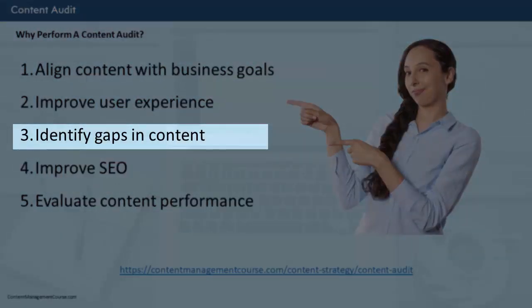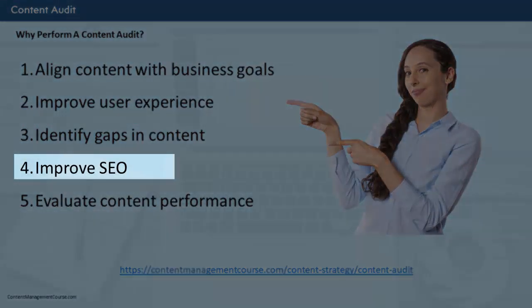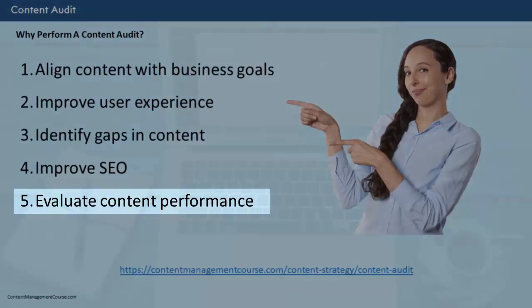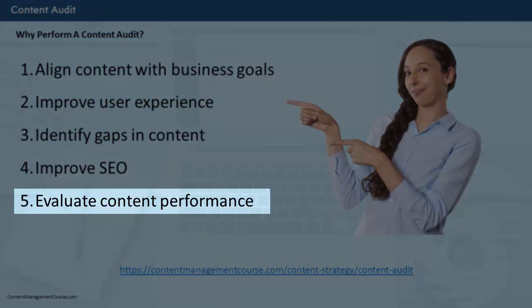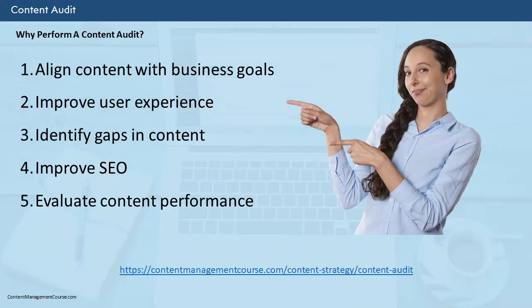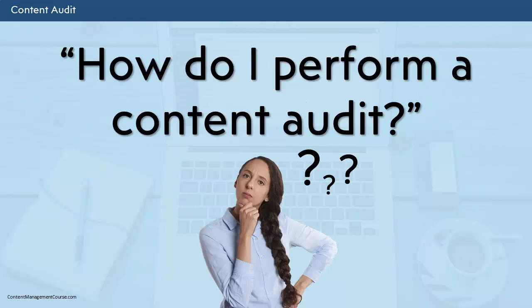Another benefit is that it helps to identify gaps in our content and inform our future content strategy and planning activities. A content audit also helps to improve SEO. By identifying and removing duplicate or low-quality content, we can improve our content search engine rankings and visibility. And a content audit also provides insights to help evaluate our content performance in terms of engagement and conversions, and identify which content is resonating with our audience and which content isn't. So those are some of the reasons for performing a content audit. Now, how do we actually perform one?